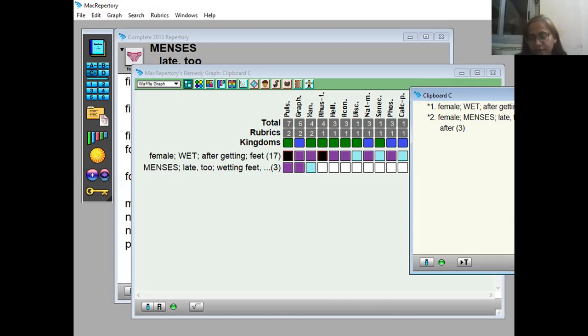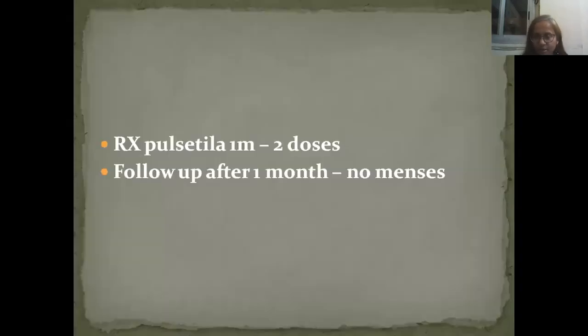So she said, I went up, I was in water. Though she's not saying that this was the cause, she told me the whole story, and I could understand that being wet sometimes just reduces the flow. So I took this rubric, female, menses late, too late after getting wet feet, and I got Pulsatilla, and I happily prescribed it, Pulsatilla 1M, but nothing happened.